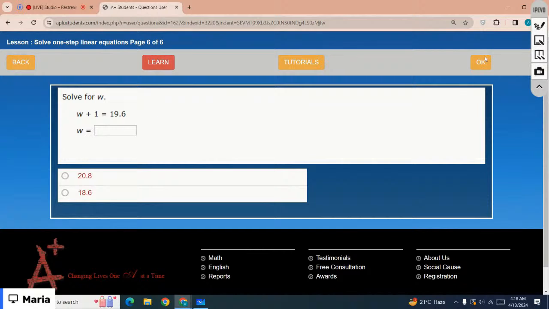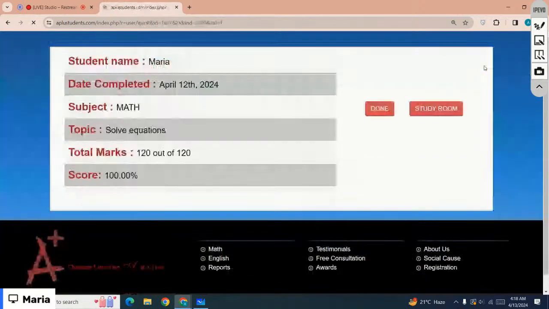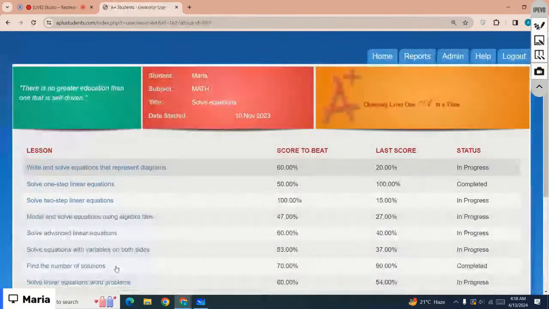Yes, you have to subtract one other side, so that is just 18.6. Okay, we are done with the lesson. Let's just start with the next lesson. And the next lesson is solve two-step linear inequalities.